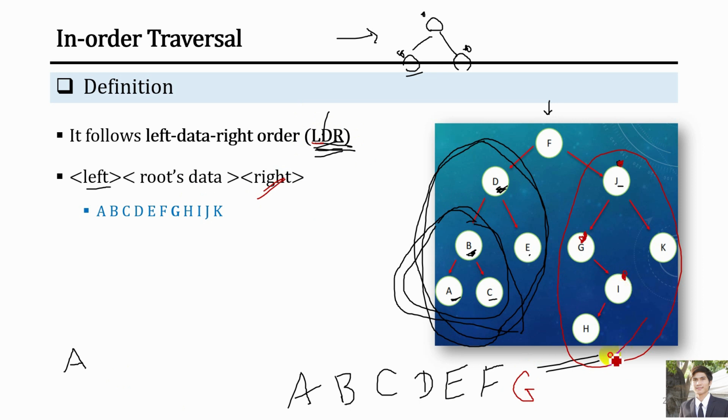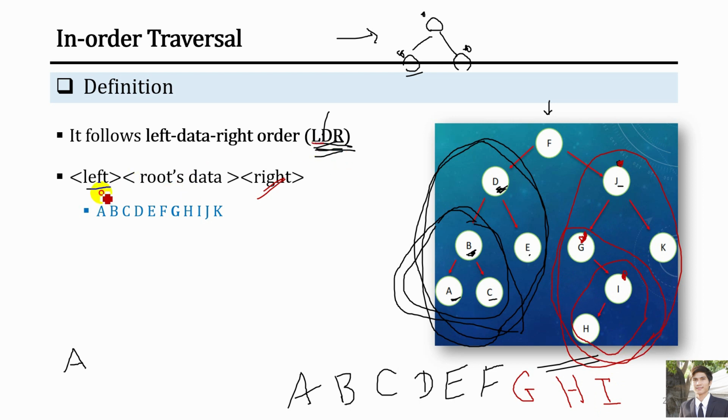While we are visiting I here, I is also another subtree. I is a root, its left is H, so it means we display H, not I, based on the rule left data right. So we display H first, and next we go to this root I here, so display I. So the left is finished, right? So now it means that we have finished this side.